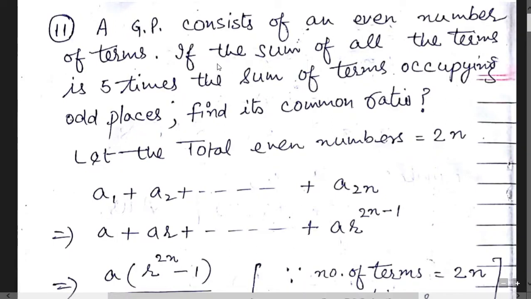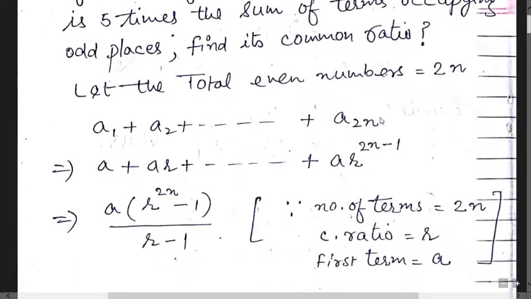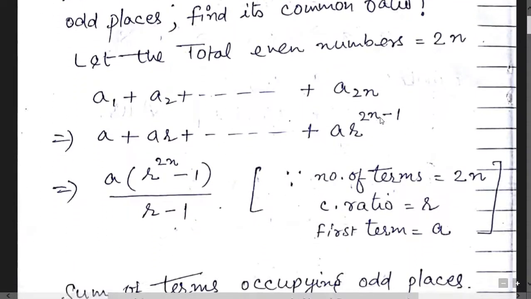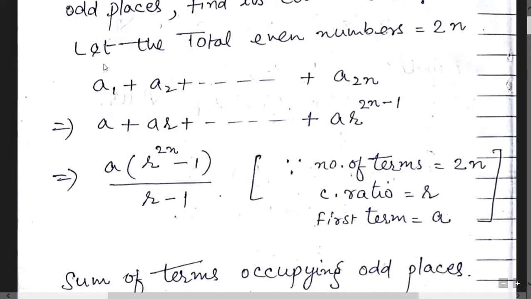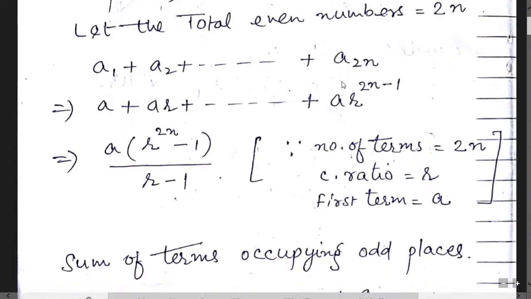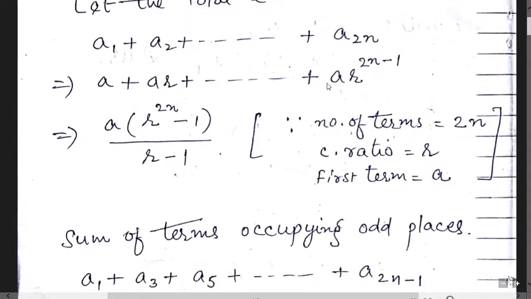If the sum of all the terms is 5 times the sum of terms occupying odd places, find the common ratio. Let us start with the problem first of all, so that you can understand what he wants to say. Let the total number of terms be 2n. It means a1 up to a2n. You can write the terms. Because these terms are in GP, they are a, ar, up to ar raised to power 2n minus 1.